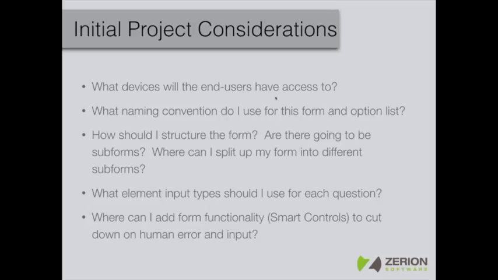Some of the initial project considerations that you want to be aware of when you're starting a project are: what devices will the end users have access to? You want to start thinking about the naming convention, as I just mentioned, that you want to use for the forms and for the option lists. You want to almost map out how you want the form to be designed. So where do you want subforms to be included? What elements do you want to be used for each question type that you have? Now, you don't have to do that. A lot of folks will just go straight into the form builder itself and just start building. But when you are relatively new, it is helpful to map out how you want it set up.